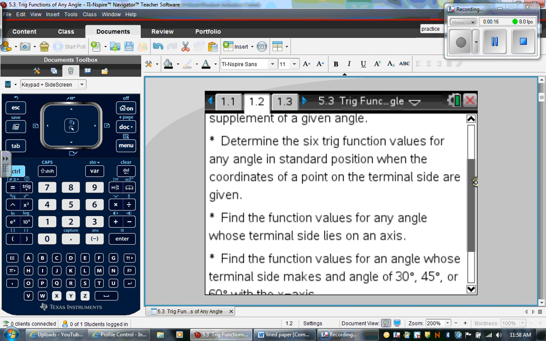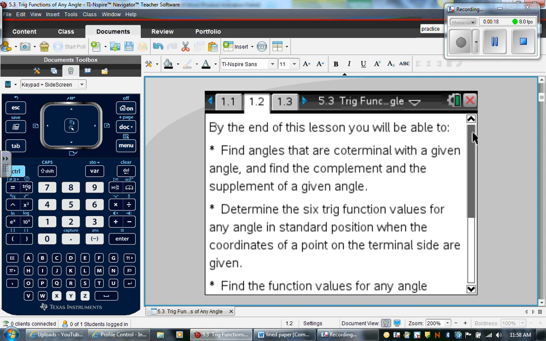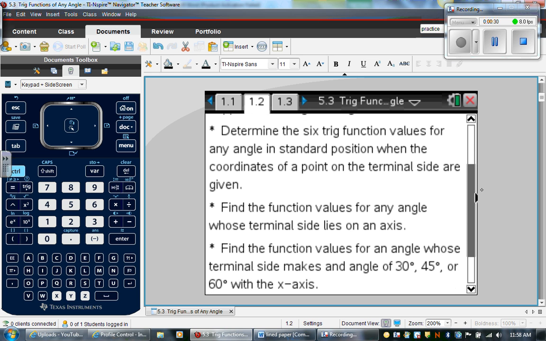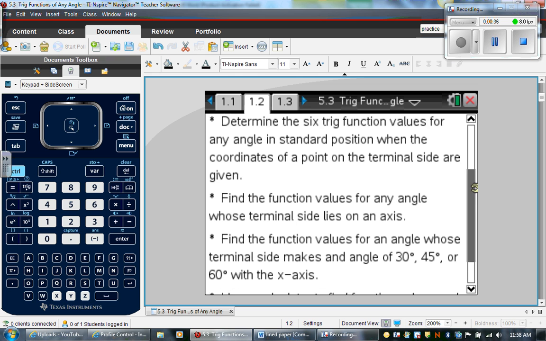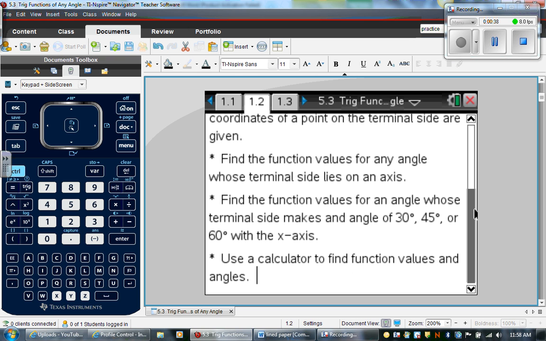Okay, so by the end of this lesson, this is a big lesson, there's a lot involved. By the end of this lesson, you should be able to find angles that are coterminal with a given angle and find the complement and the supplement of a given angle. Determine the 6 trig function values for any angle in standard position when the coordinates of a point on the terminal side are given. Find the function values for any angle whose terminal side lies on an axis.